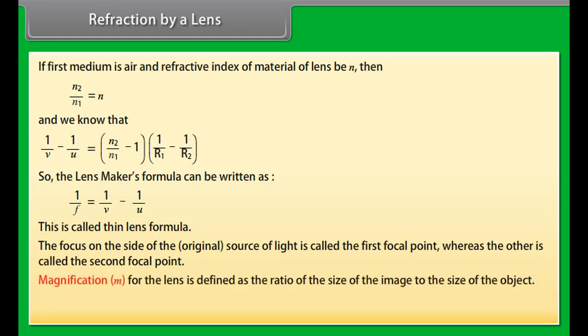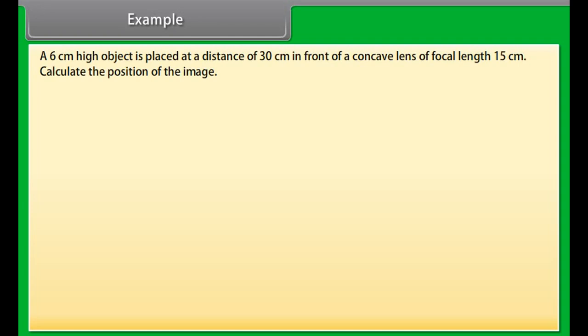Magnification M for the lens is defined as the ratio of the size of the image to the size of the object. M is equal to H'/H is equal to V/U. Example. A 6 cm high object is placed at a distance of 30 cm in front of a concave lens of focal length 15 cm. Calculate the position of the image.